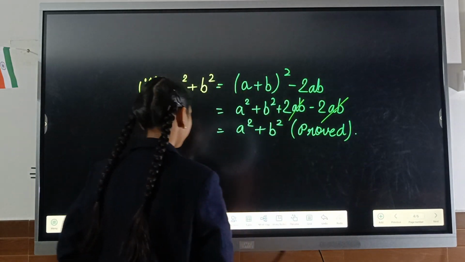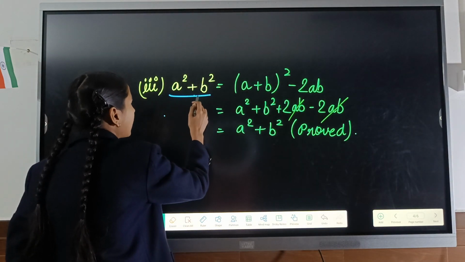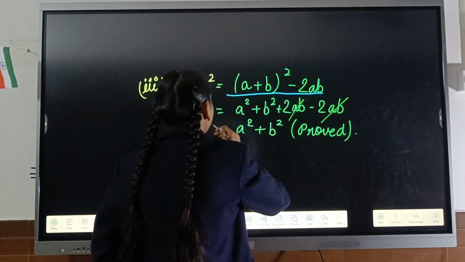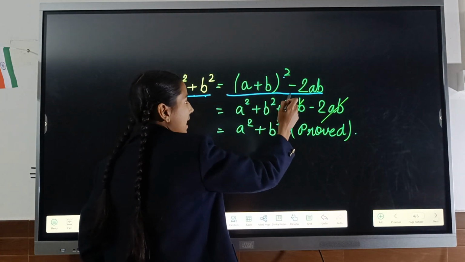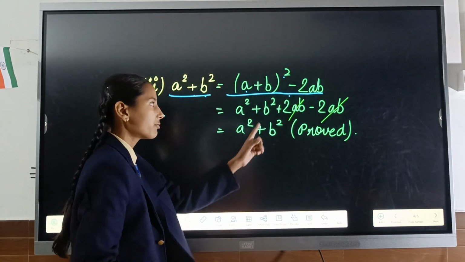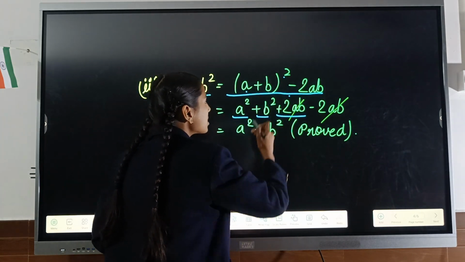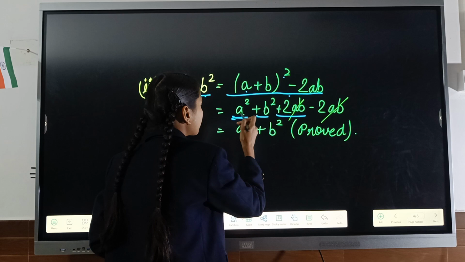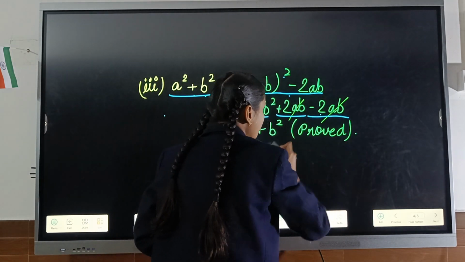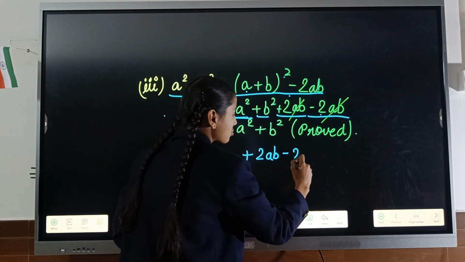The next formula is a square plus b square. The formula of a square plus b square is (a plus b) whole square minus 2ab. We just have to know the formula of (a plus b) whole square, which is a square plus b square plus 2ab. So we will simply write the formula of (a plus b) whole square, and we will put the minus 2ab. Then here is plus 2ab and minus 2ab.